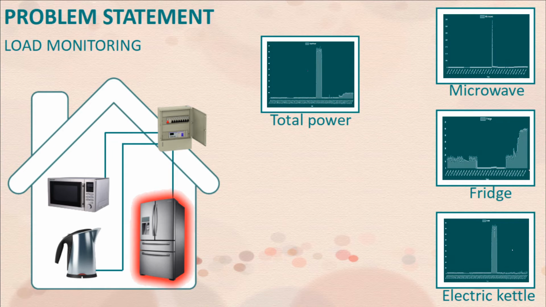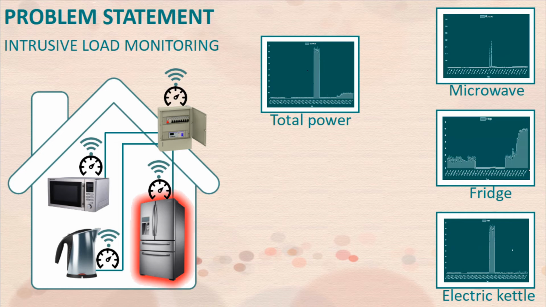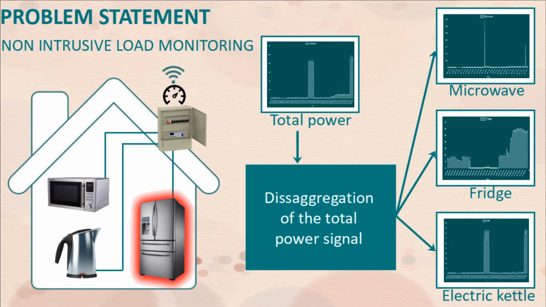Load monitoring is monitoring the power usage of separate devices used in a household. This can be done in two main ways, the first being intrusive load monitoring. Here, an electrical device is monitored using a dedicated smart plug attached to the device. This method is expensive and troublesome to set up.